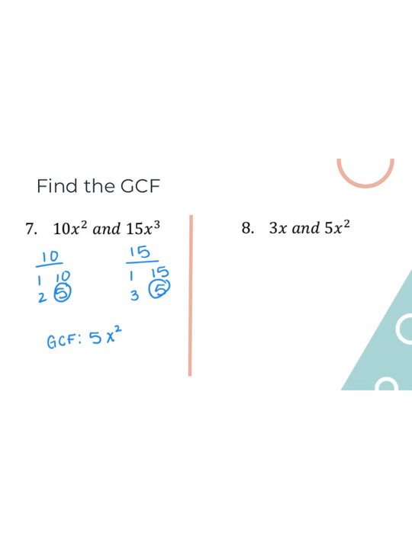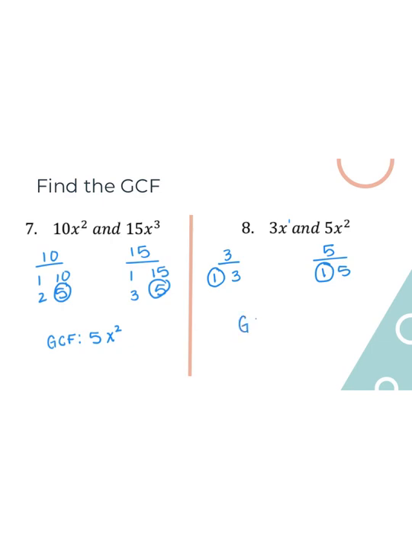Okay, so let's find our greatest common factor between 3x and 5x squared. So I have a 3, 1 times 3, and that's it. And I have a 5, and 1 times 5. So my greatest common factor between 3 and 5 is that 1. And then when I look, I have x. And remember, if there's no number on there, there's really a little 1. So I have x to the first and x to the second. Well, x to the first is smaller.